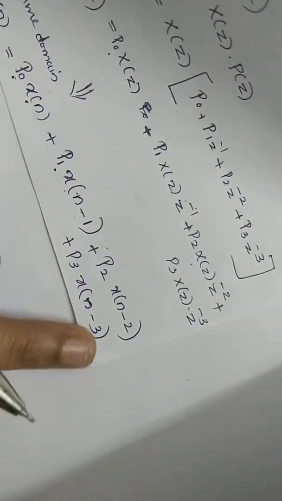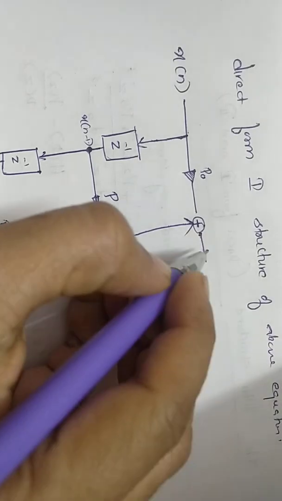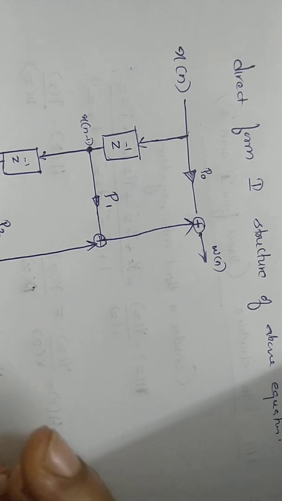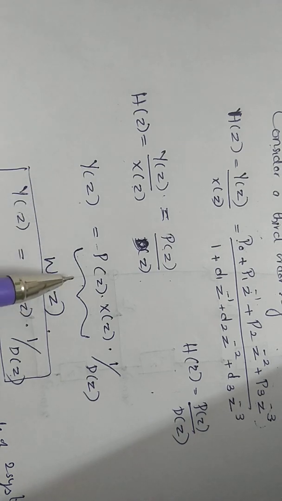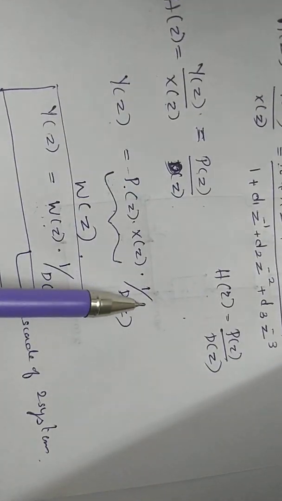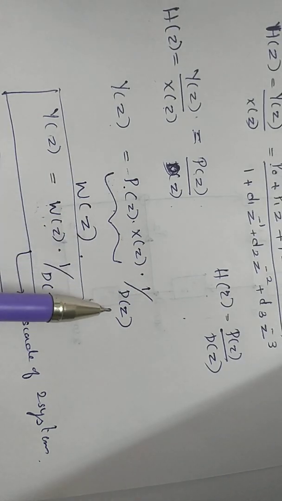Okay, and the output is what? The output is w of n, p3 into x of n minus 3. So I am drawing the structure of w of n. So the first part is over, that is from the equation y of z is equal to p of z into x of z into 1 by d of z. So p of z into x of z, we consider it as w of z and we draw the structure of that function. Now the next part is y of z, that is w of z into 1 by d of z. We need to draw the structure of that also.